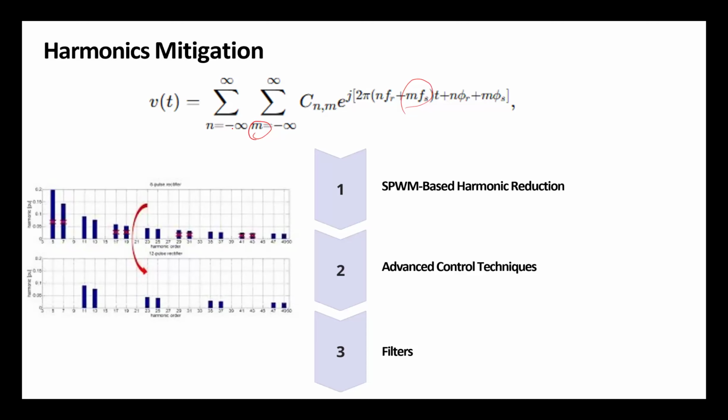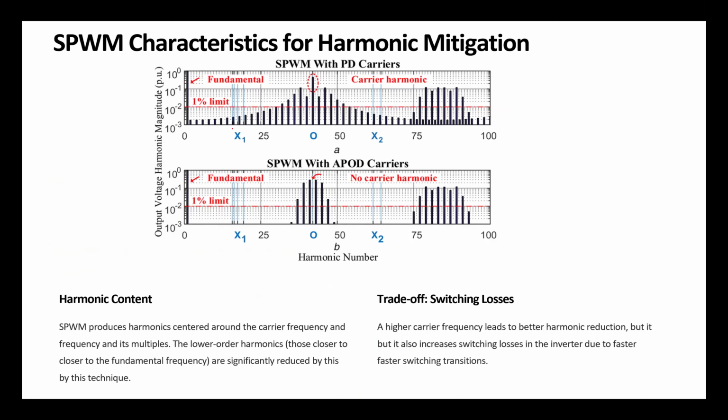Now you could see the frequency of each of our harmonics is n times the reference frequency, that's 60 hertz, plus m times the switching frequency. Meaning, if I increase my switching frequency, I basically push my harmonics toward higher frequencies. Make sense? Is that clear for everyone? So now the filter has an easier time getting rid of them. So this is one way to get rid of those harmonics.